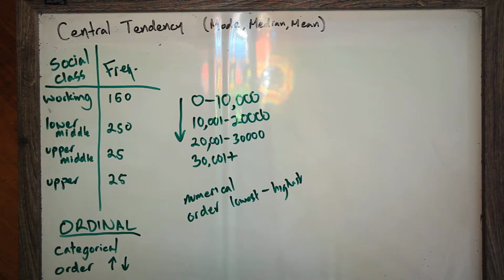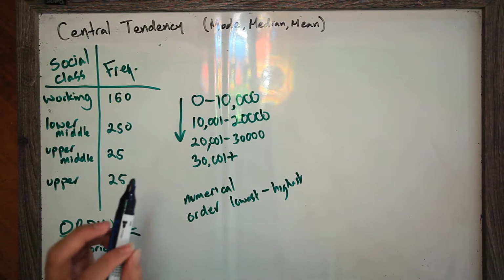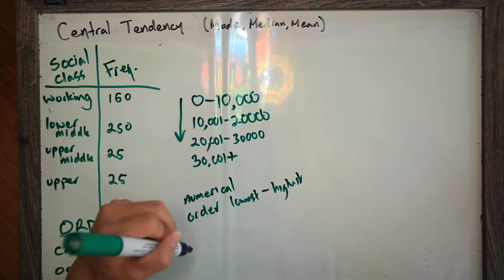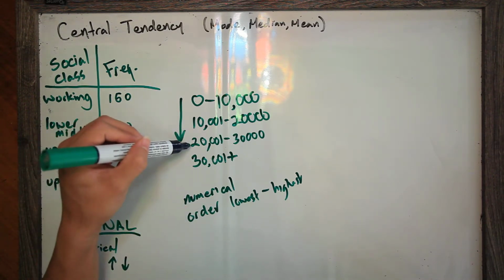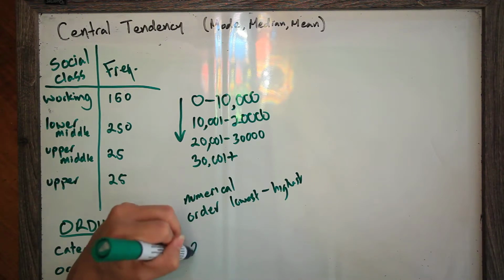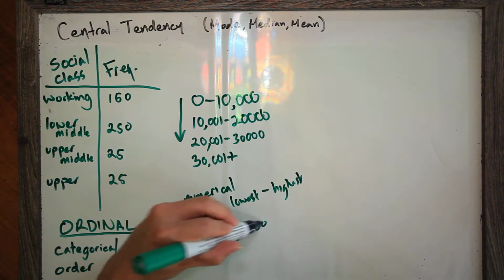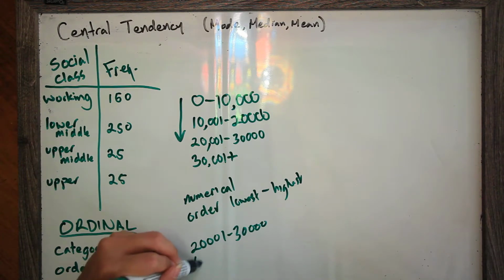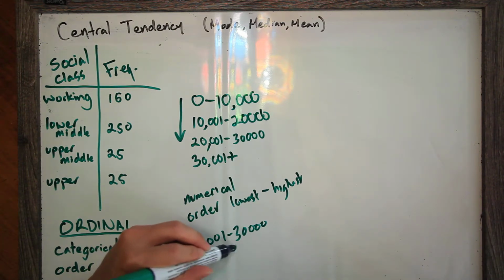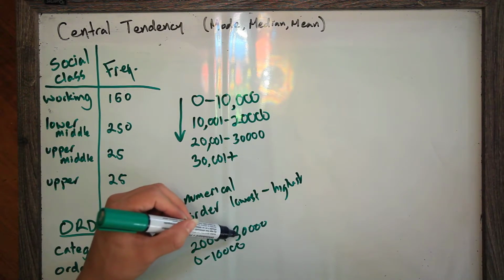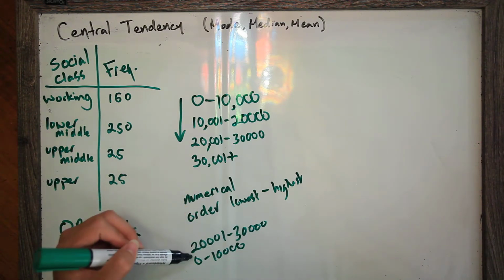But they're not interval ratio because you cannot subtract them or add them to each other, right? So the difference between 20,001 to 30,000 and 0 to 10,000 could be anywhere from 30,000 to just 10,001, right?